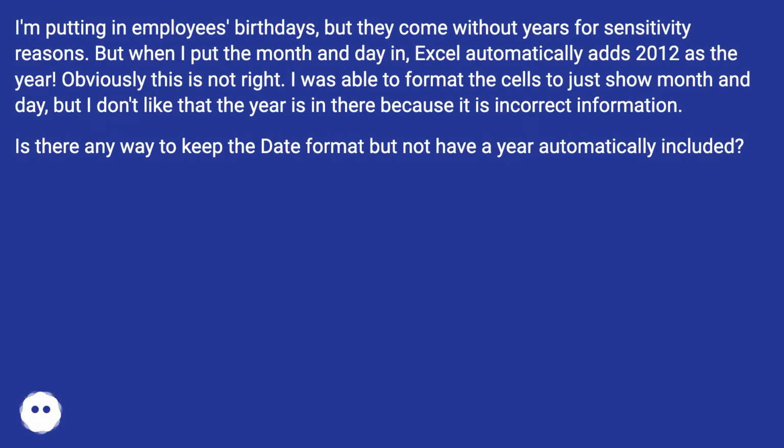I was able to format the cells to just show month and day, but I don't like that the year is in there because it is incorrect information. Is there any way to keep the date format but not have a year automatically included?